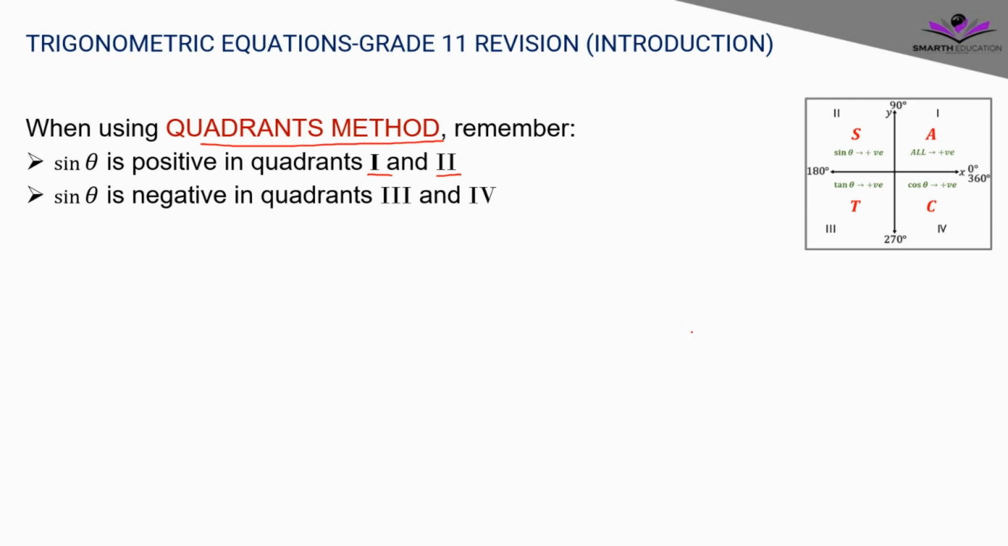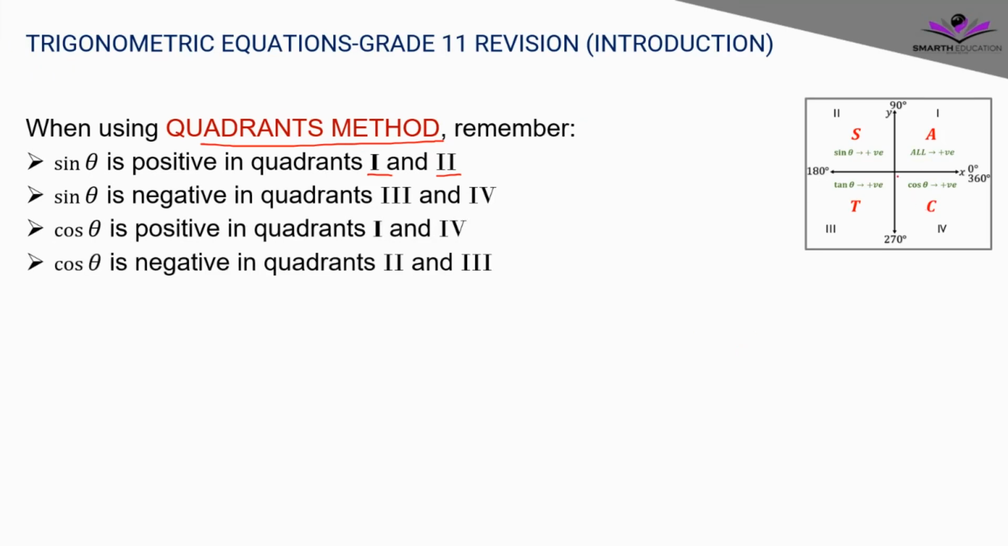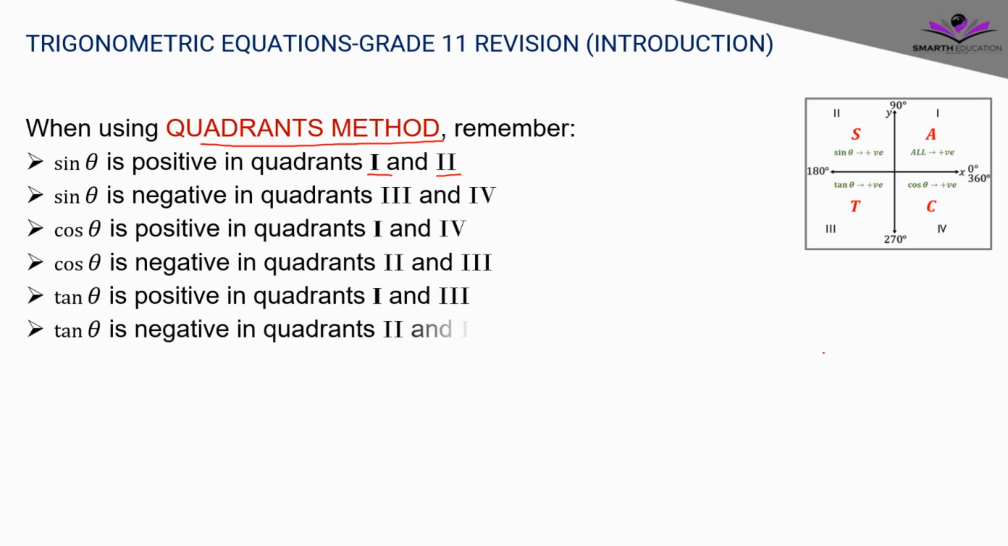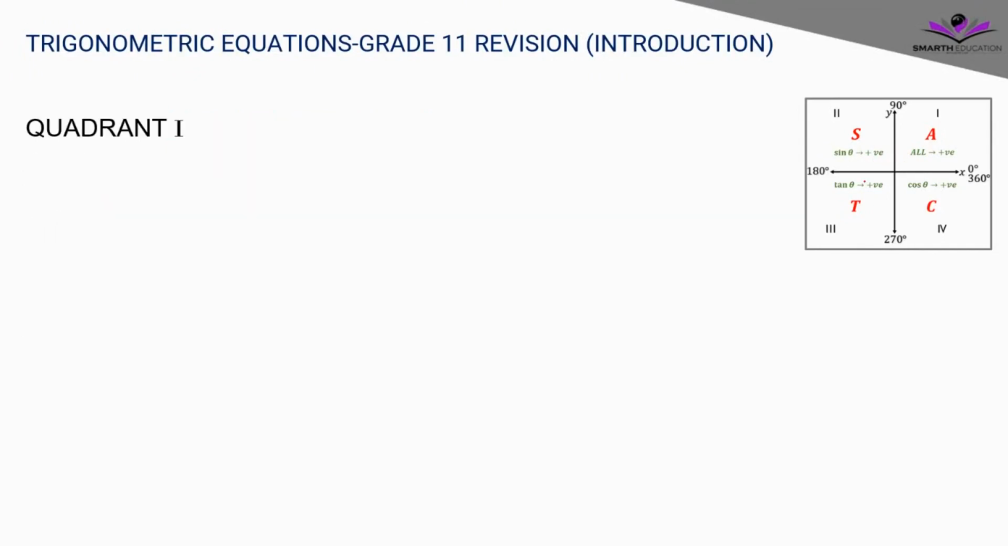And then for cos theta, remember that cos theta is positive in quadrant 1 and quadrant 4 and negative in quadrant 2 and quadrant 3. Remember that tan theta is positive in quadrant 1 and quadrant 3, but negative in quadrant 2 and quadrant 4. We have to remember this because as we select the quadrants, we're going to use the fact that these ratios are negative or positive.